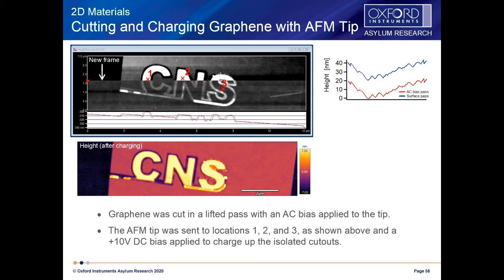In this case, we wrote the letters CNS, which stands for Center for Nanoscale Systems at Harvard. And by writing the letters CNS and applying an AC bias, we were able to cut graphene into a specified shape. The next step would be to lift this graphene and then use it to make devices. But this is a very nice demonstration of using an AFM tip to cut graphene.